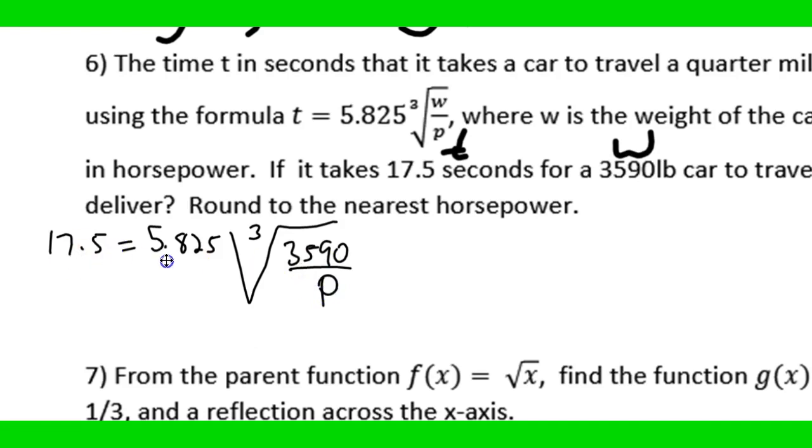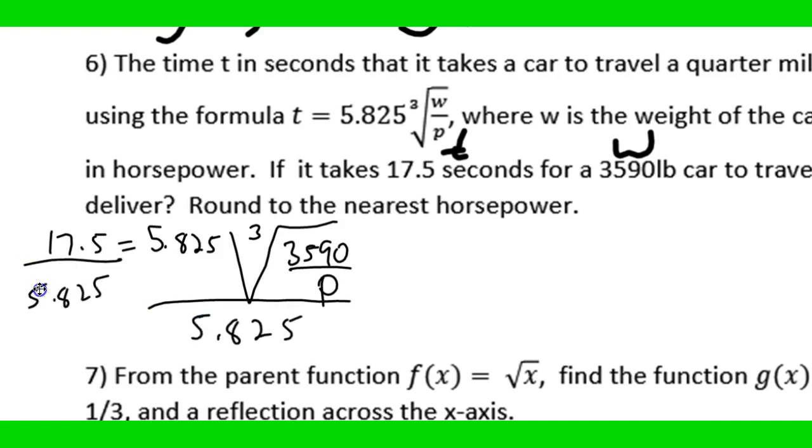So the first thing I'm going to do, since this is multiplication, is divide both sides by 5.825. And when we do that, you're going to get 3. That's 3. All right, so that's 3.